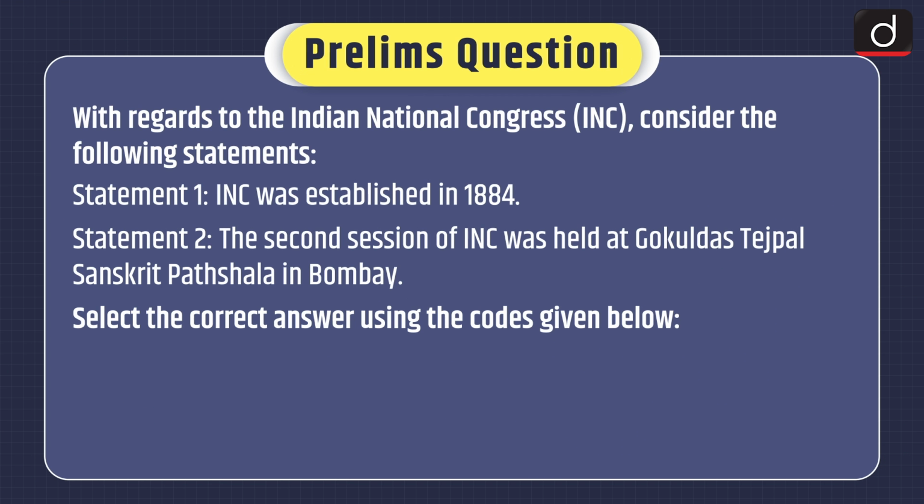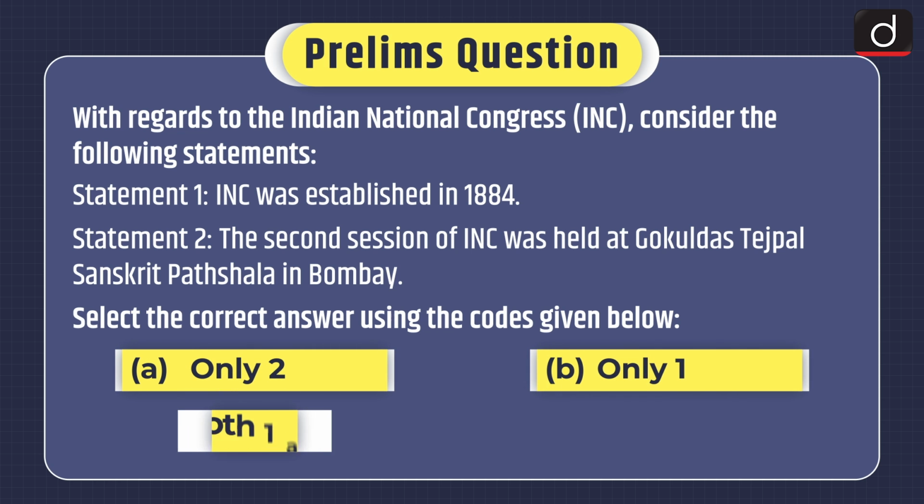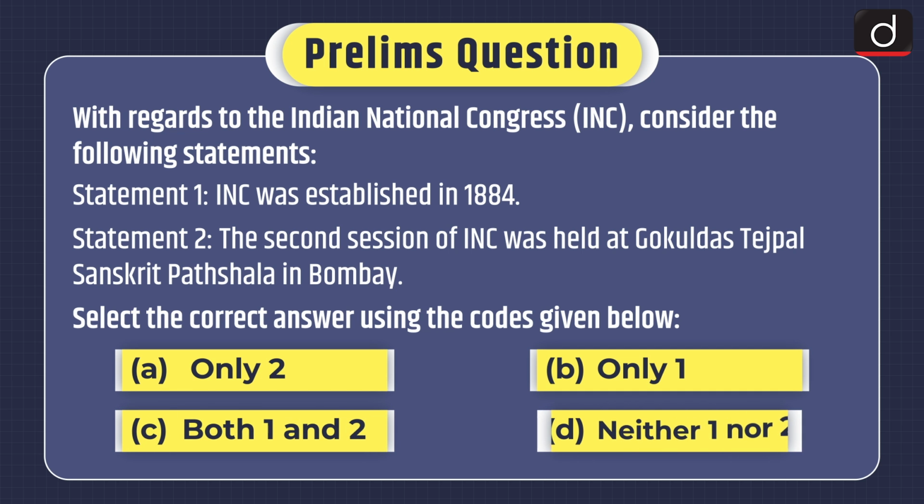Now it's time for the practice question. First of all, prelims question. With regards to the Indian National Congress, consider the following statements. Statement 1. INC was established in 1884. Statement 2. The second session of INC was held at Gokuldas Tejpal Sanskrit Pathshala in Bombay. Select the correct answer using the codes given below. Only 2, only 1, both 1 and 2, or neither 1 nor 2.